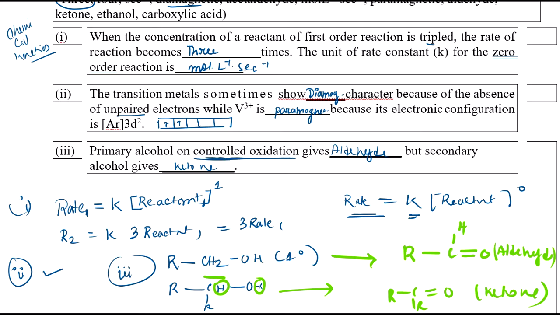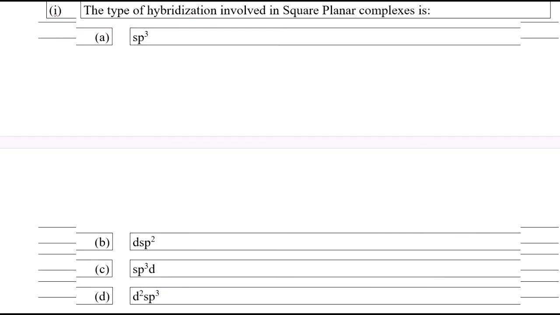Okay, let's go to the next question: the type of hybridization involved in square planar. Whenever we have a square planar complex, there is a metal and four ligands, because in a square planar complex there are always four ligands, and the rest can be lone pairs or the absence of lone pairs. So in a square planar complex, coordination number equals 4, and as we know from coordination chemistry, coordination number 4 means two possible structures are there, tetrahedral and square planar.